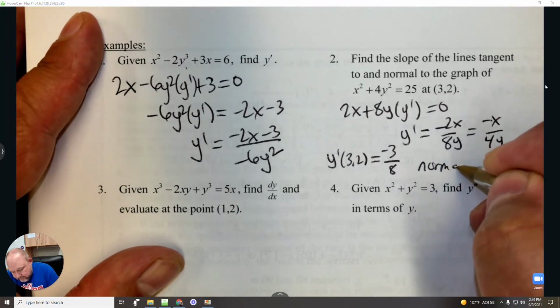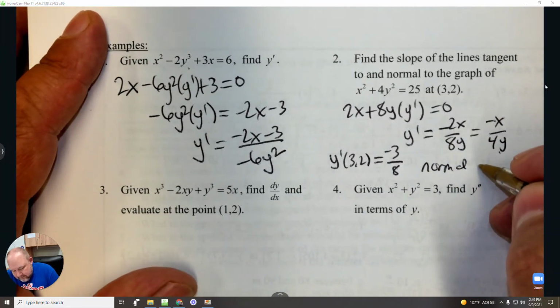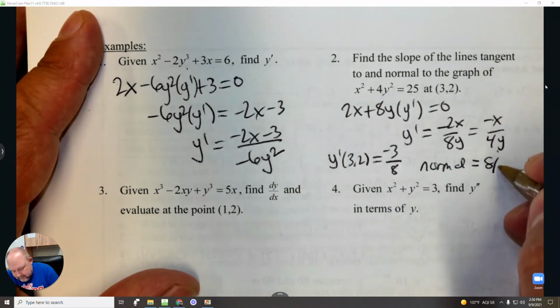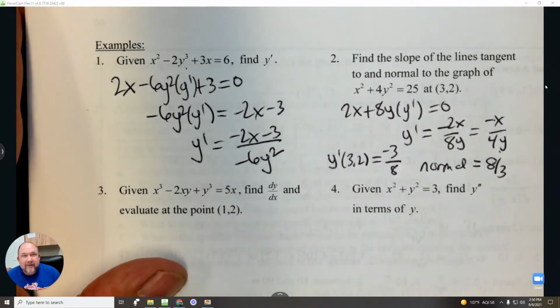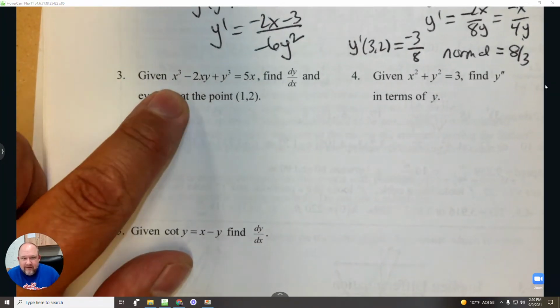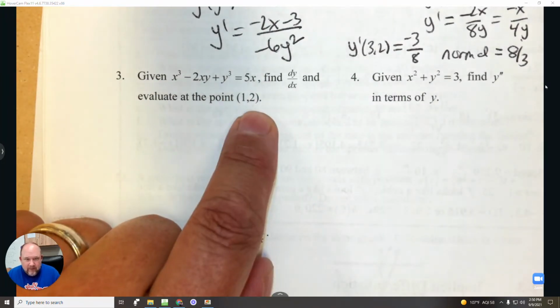Normal, do you remember what the normal would be? So the normal to that would be opposite, so it's positive, and reciprocal. So it's positive 8 over 3. All right, let's practice again. Take the derivative and plug in a point.